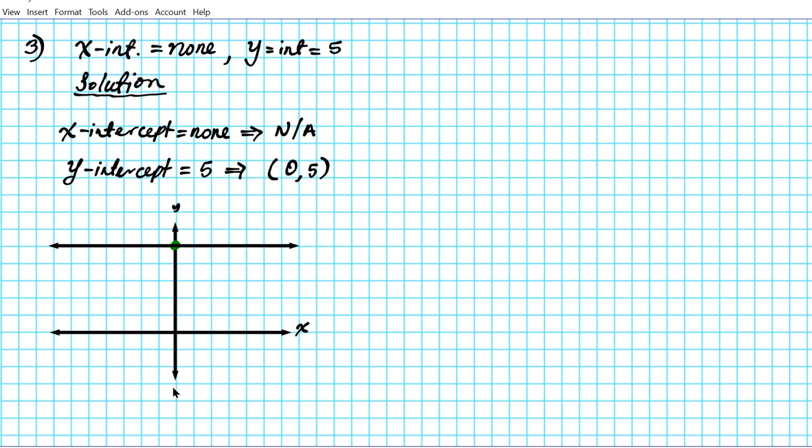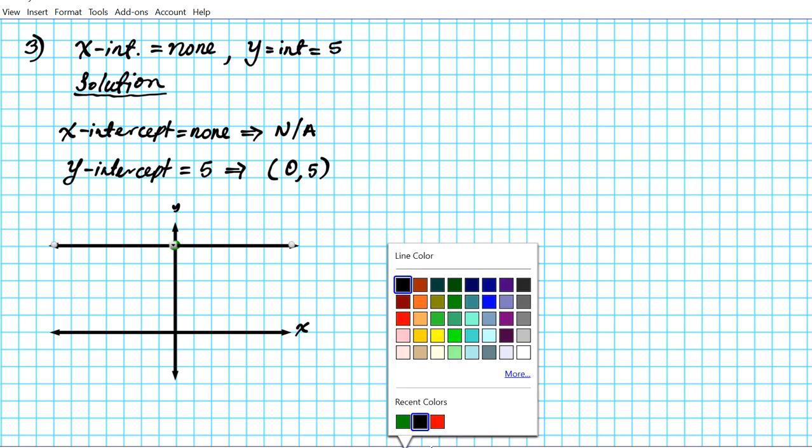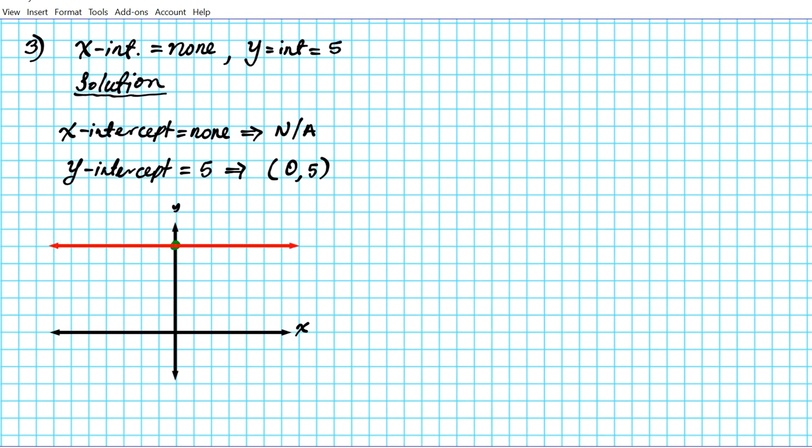Alrighty, so let's go ahead and let's make it red. Okay, so ladies and gentlemen, that is the graph of the line that has no x-intercept and a y-intercept of 5. Okay, let's take a look at one more example, then we give you an opportunity to try out some practice problems.